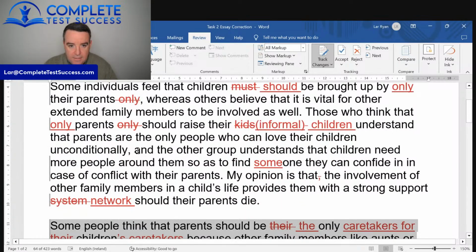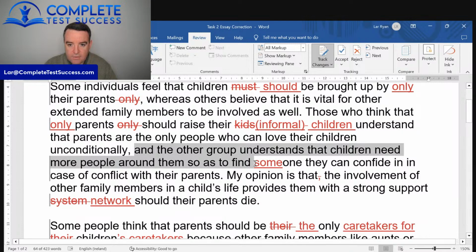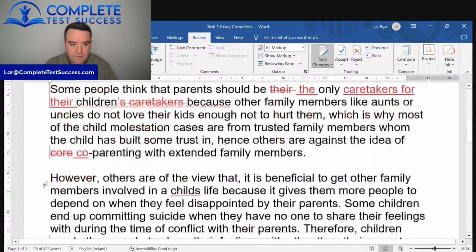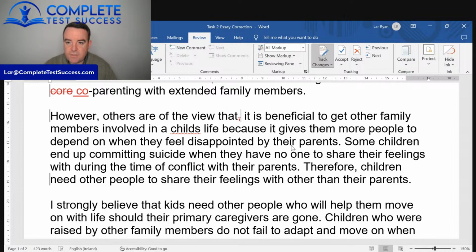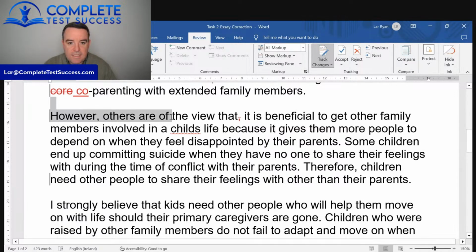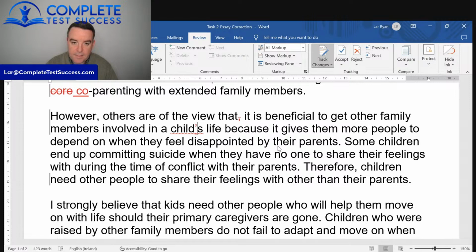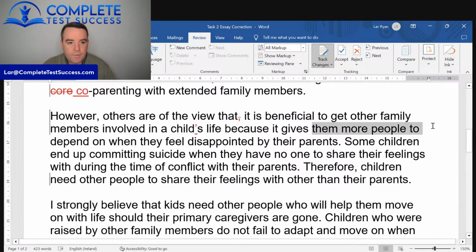All right, so in the introduction, the second idea was that the children will have someone to confide in if they have conflict with their parents. However, others are of the view that it is beneficial to get other family members involved in a child's life. We don't need a comma there, and we need an apostrophe there, because it gives them more people to depend on when they feel disappointed by their parents.